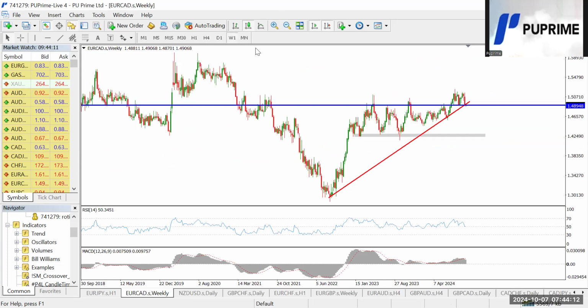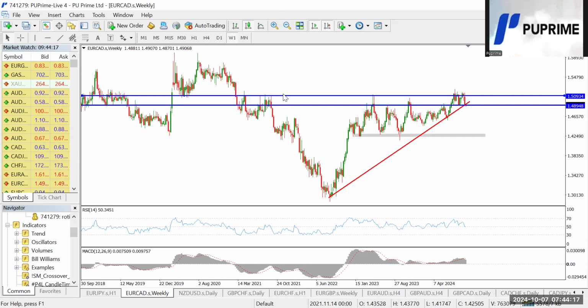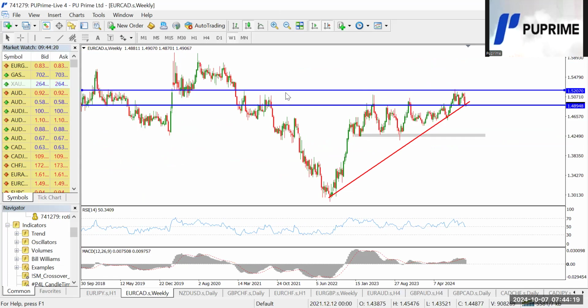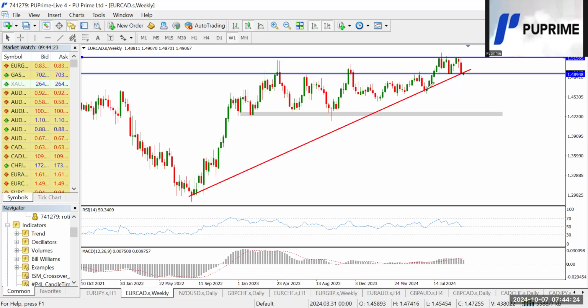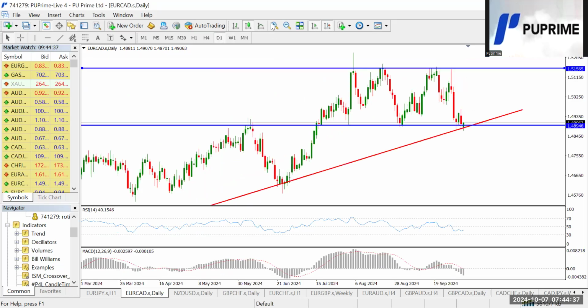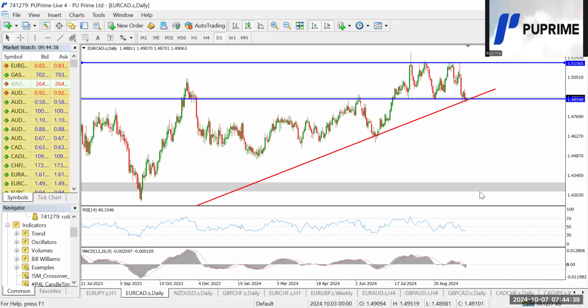Now, on the weekly time frame for Euro card, you can clearly see that price hit a support level recently. It hit a support level and formed a double top pattern, which will lead to a decline. That's what we're expecting now. So on the weekly, we're looking at the double top, which will lead to a decline. On the daily, we can see the double top. This is the double top pattern. So price is expected to break out below the double top pattern.